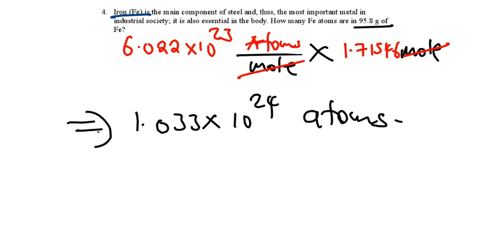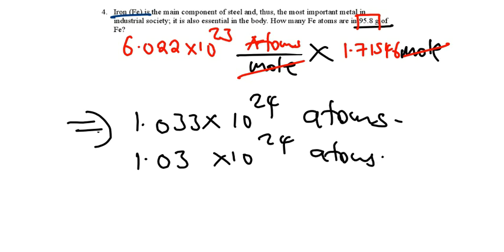If we go back to our question, the only number we had was that. How many significant figures were there? 3 significant figures. So in our final answer we should have 1.03 times 10 to the power 24 atoms. So you've seen that whatever we've learned earlier is really becoming useful as we proceed.